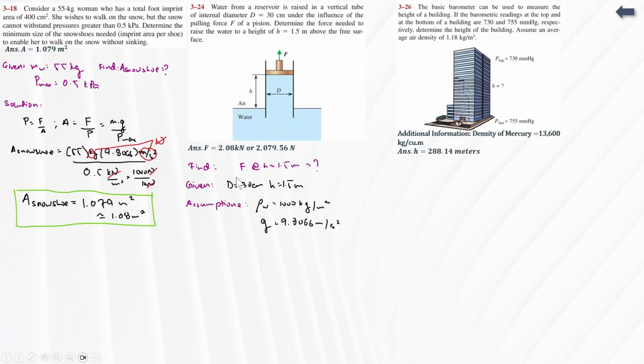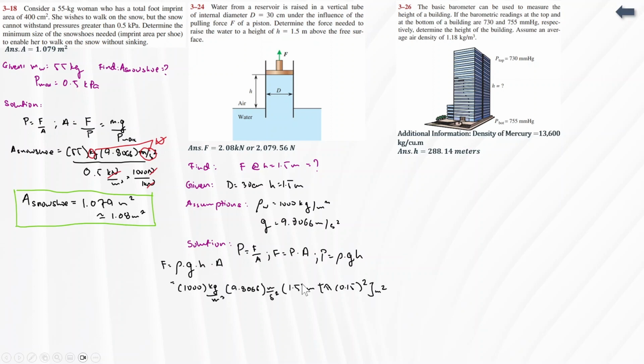So, what are the assumptions that we can make here? Since this is water, we can assume, although it's not given here, the density of water at 1,000 kg per meter cube and the acceleration due to gravity at 9.806 meters per second squared. To solve the equation, recall that pressure equals F over A, and force is simply the product of pressure and area. We also know that pressure is also rho times g times h. So equating them all together, we have this.